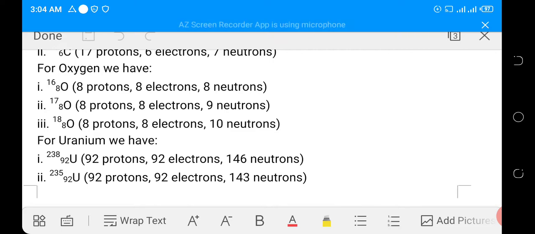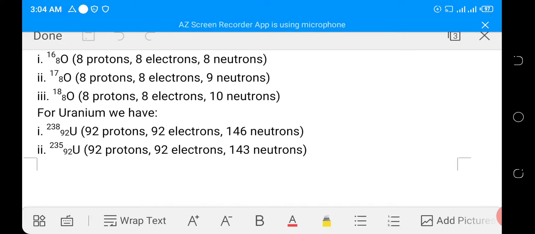Also for uranium, we have 2 isotopes of uranium, uranium-238 and uranium-235, both having the same atomic number 92. Which means that in uranium-238 we have 92 protons, 92 electrons, and 146 neutrons. In uranium-235 we have 92 protons, 92 electrons, and 143 neutrons.